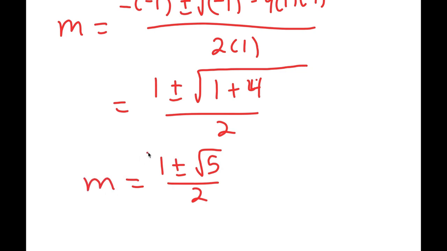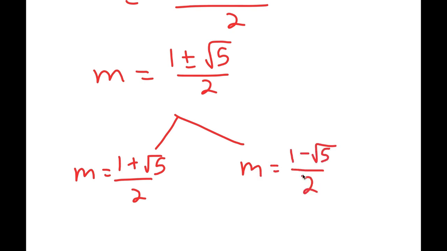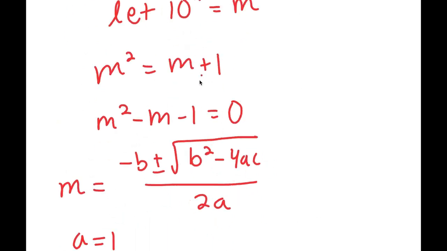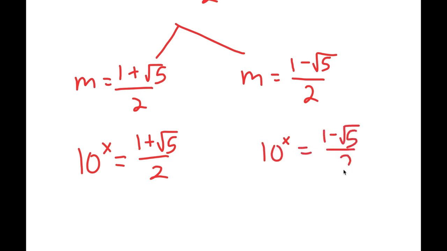So this is the value of m. And to be precise, the two values of m are 1 plus the square root of 5 over 2 and 1 minus the square root of 5 over 2. Now, remember how we let m equal 10 to the power of x. So 10 to the power of x is equal to 1 plus the square root of 5 over 2, and 10 to the power of x is also equal to 1 minus the square root of 5 over 2.